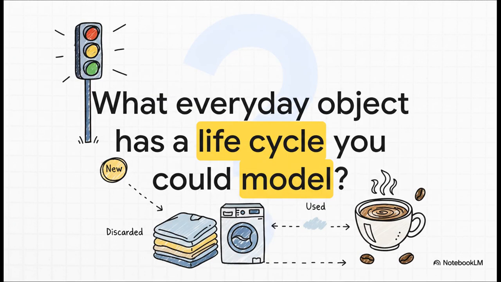So the next time you see an order tracker update, you'll know the kind of model that's working hard behind the scenes. But I want to leave you with a final thought. Just look around you. A traffic light, a load of laundry, even your morning coffee has a life cycle. What's something in your world that you could map out with states and events right now?